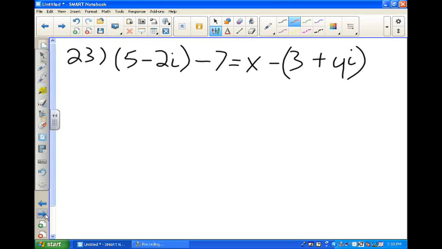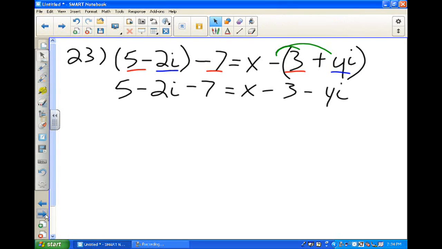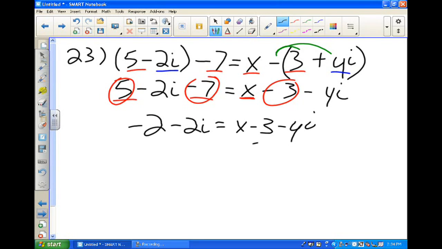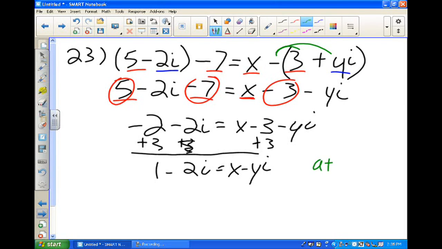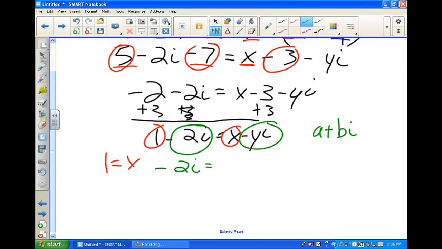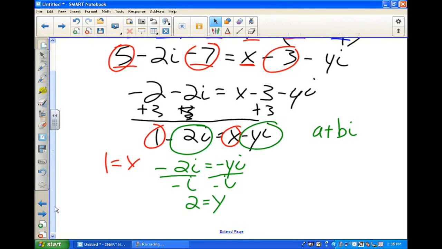So the first thing that we notice is that there are some real numbers, and then the next thing we notice is that there is a negative sign. So we're going to distribute the negative sign through the parentheses, and now we're going to label all the real components in red, and then slowly combine those, get them all together on one side. When we do that, it works out in such a way that we can separate the real components from the imaginary components, solve for x and solve for y, and we get x equals 1, y equals 2.